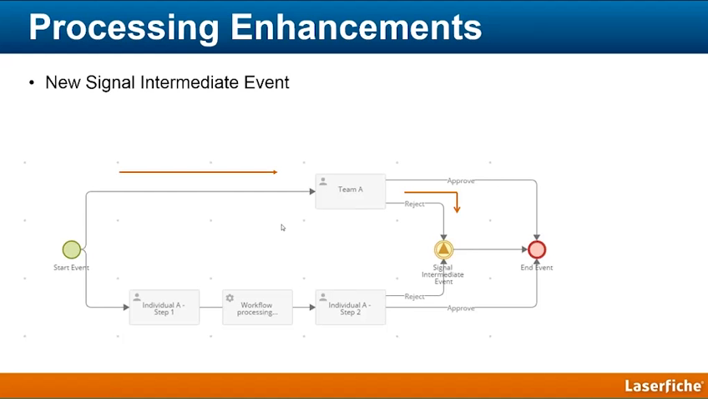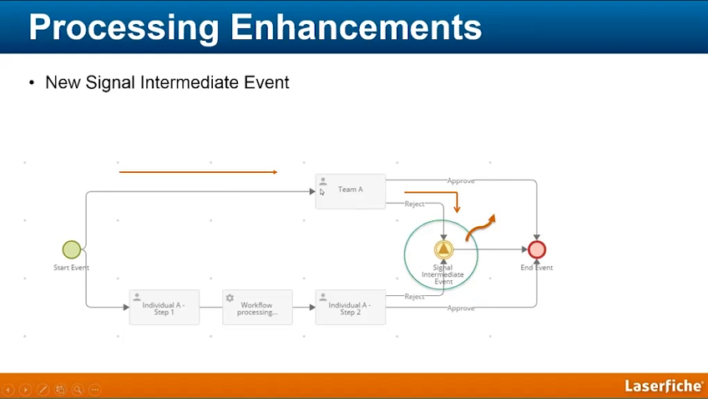So what we can take advantage of is this new signal intermediate event here. And basically what this allows is one part of a process to signal to other parts, regardless of if they are separate branches of the overall process.